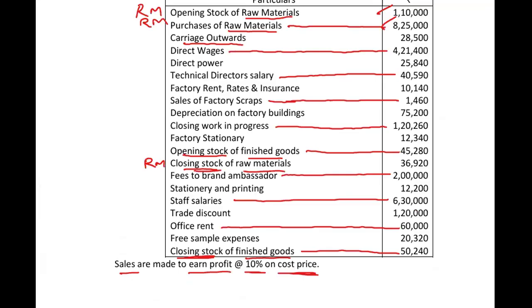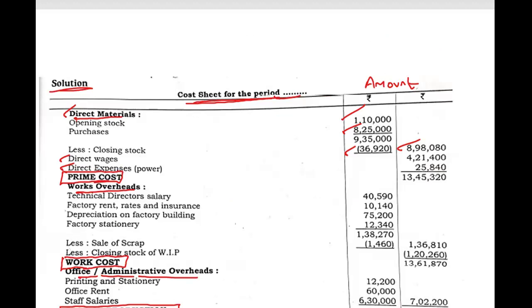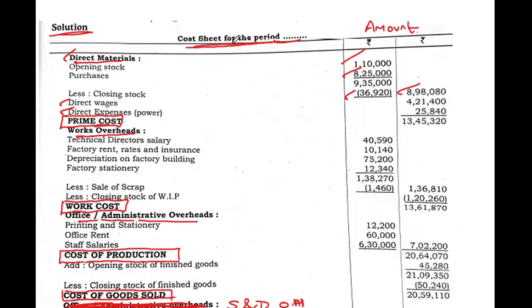In that we'll add the other part, that is direct wages. How much is it? 4,21,400. The amount 28,500 will appear in selling and distribution overheads. It will not come under the direct expenses. It will come in the selling and distribution overheads, which is 28,500. Direct wages 4,21,400 is the amount after the direct material.